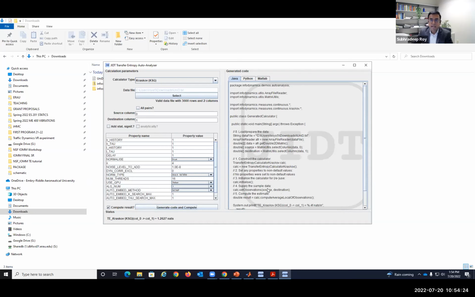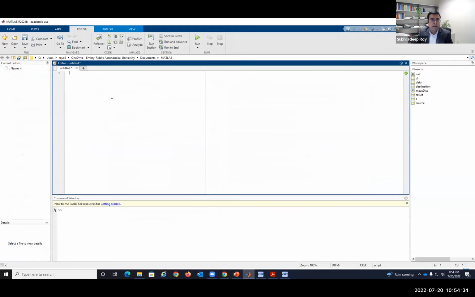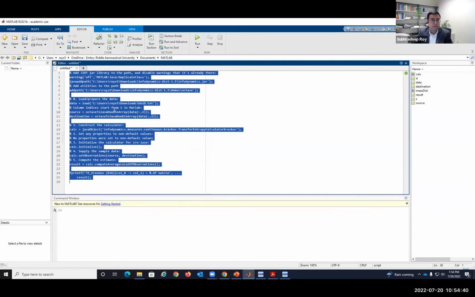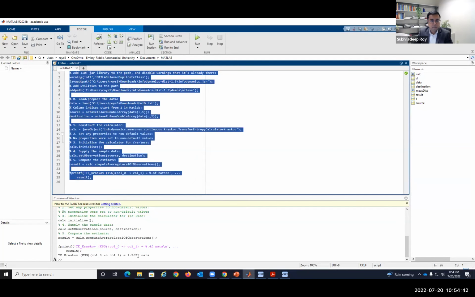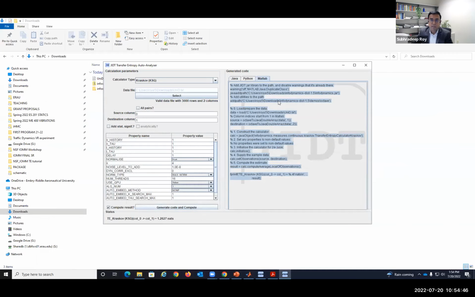Here also on the right-hand side, you would see there are different scripts that have automatically been generated. I'm more of a MATLAB fan, so you can copy this part and go to your MATLAB, open a new script and copy it over here. So it should be in perfectly working condition. It's going to give you the same value. So that's a nice feature. You can generate the script over here.